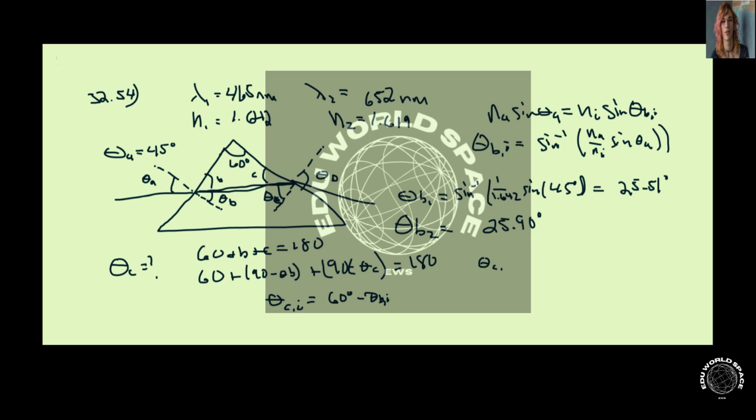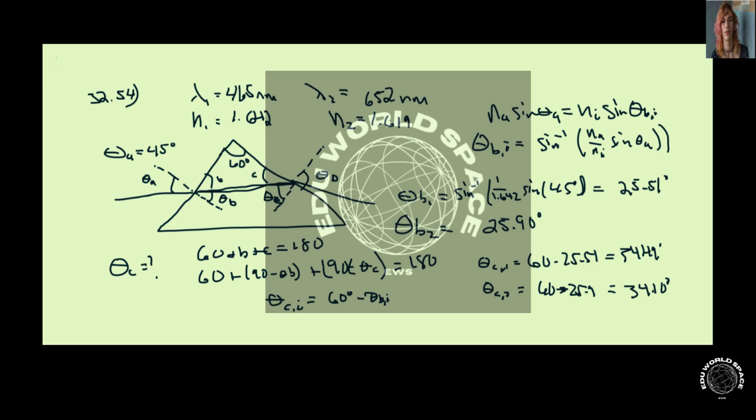So let's go ahead and find the C for both of these, so C1 and C2. C1 is 60 minus 25.51, and that is 34.49 degrees. C2 is 60 degrees minus 25.9, so this comes out to 34.10 degrees. Okay, so now we know theta C for both light rays.